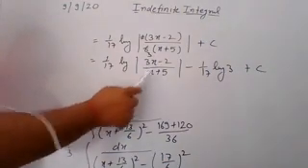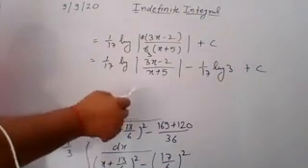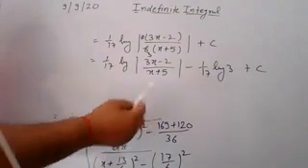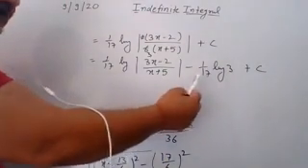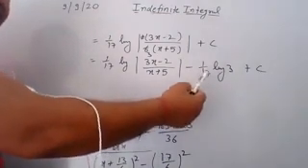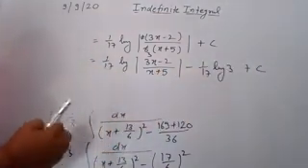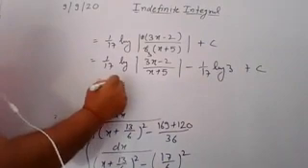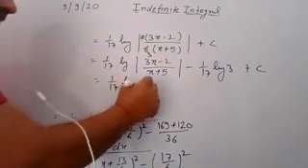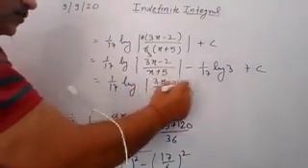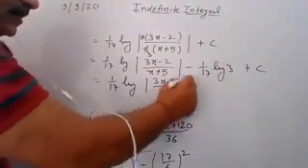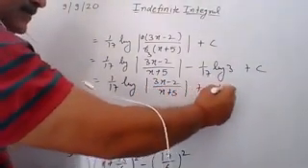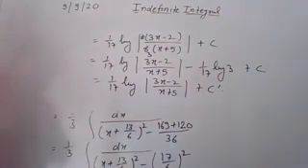Here you apply the property of log: log m by n is equal to log m minus log n. That's why you write this. And that is again a constant term, and c is also a constant. The sum of two constants will again be a constant. So you can write it as 1 upon 17 log of 3x minus 2 upon x plus 5 plus c dash. So this is your final solution. Noted.